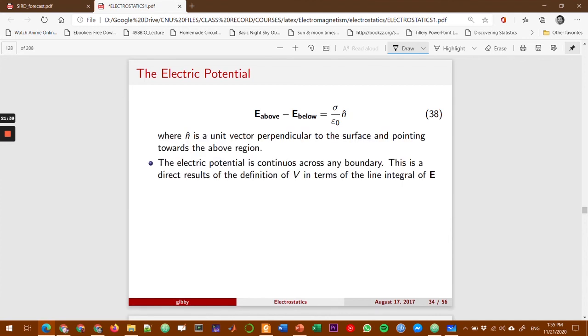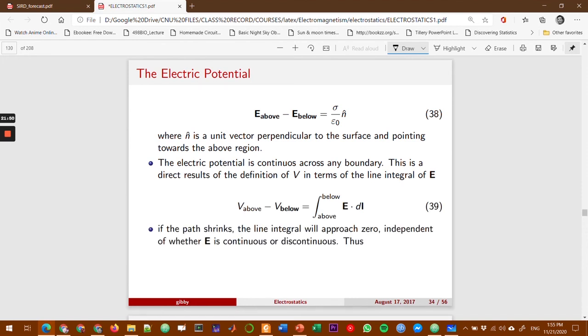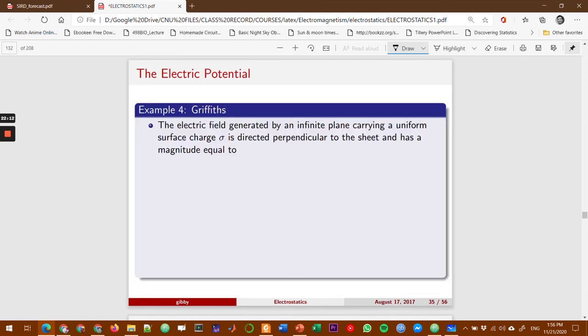Okay. So the electric potential is continuous across any boundary. So this is a direct result of the definition of V in terms of the line integral of E. So we have this definition. If the path shrinks, the line integral will approach to zero. Okay, so this will approach to zero and independent of whether E is continuous or discontinuous. Thus, we have V above and V below. So ang imong potential, on the other hand, is continuous, unlike the electric field.